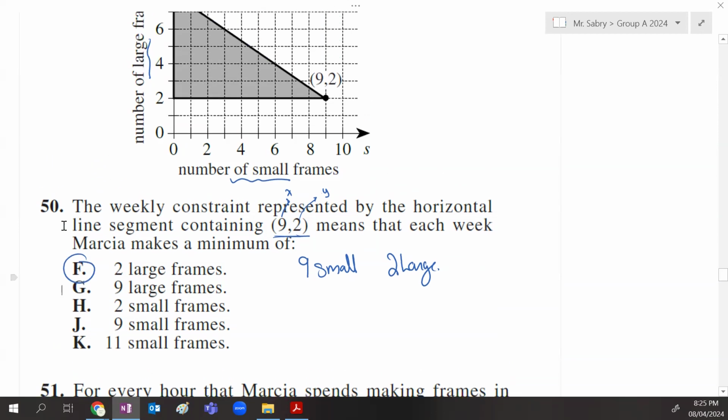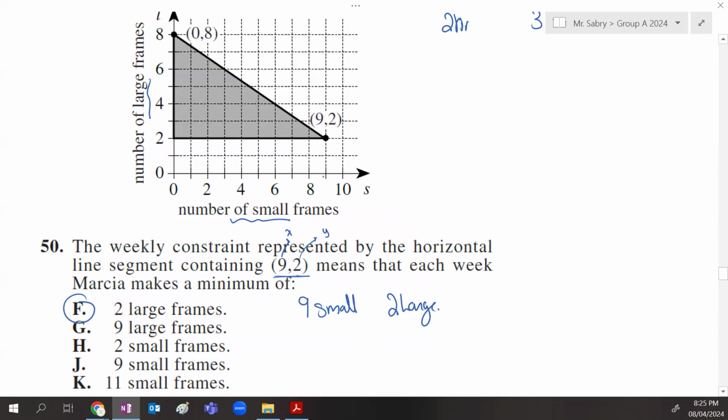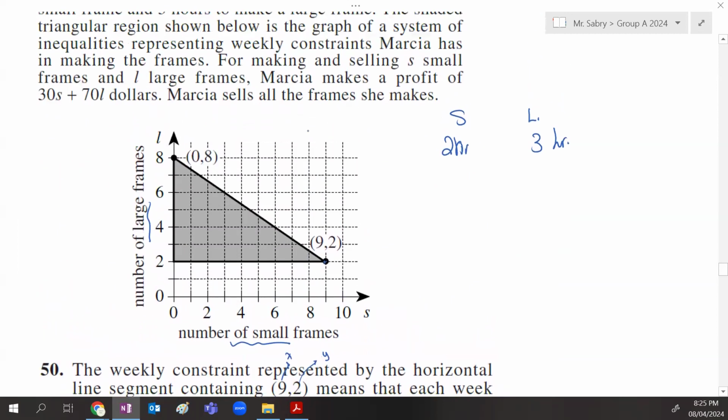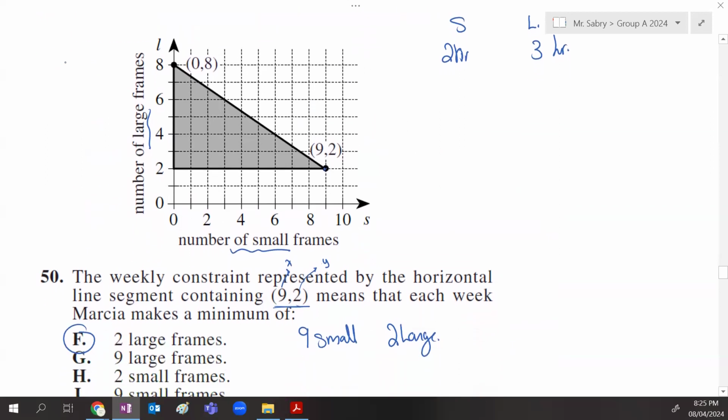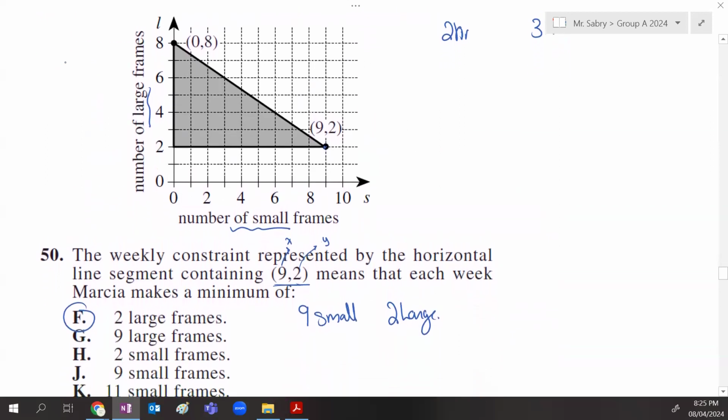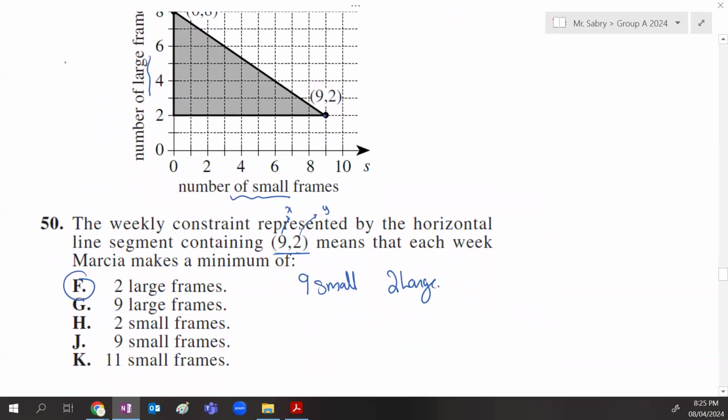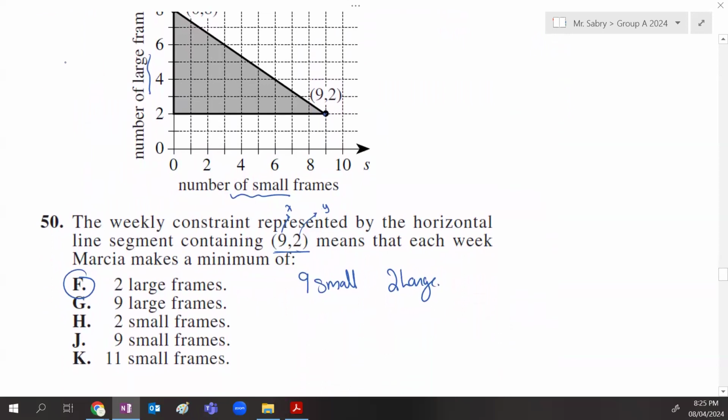Let's check above. Where is 9 and 2 on the graph? It's this one. Let's substitute 9 and 2 over here into that. No, we don't need anything. But that means actually a minimum of 2 large.